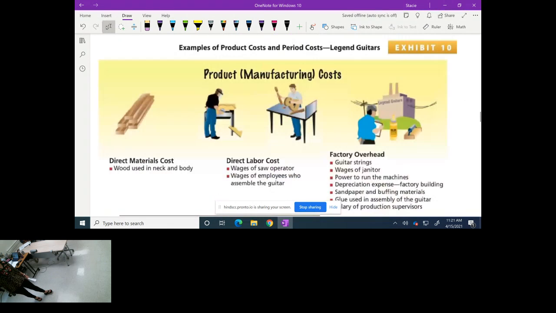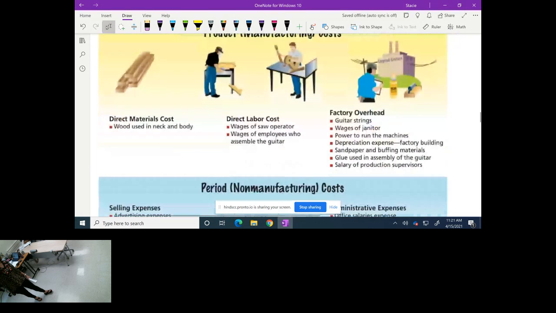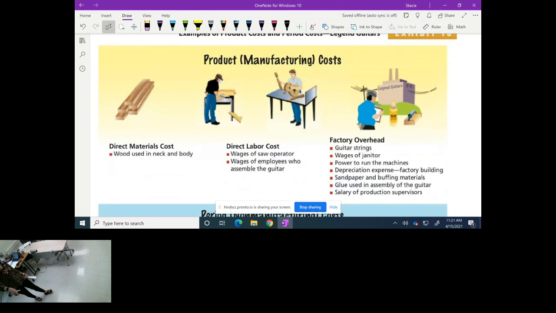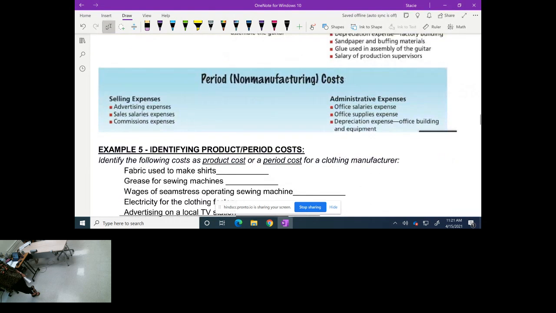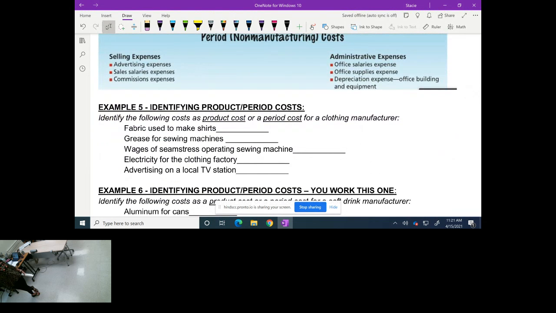All right, because I like pictures, these are exhibits out of the book. It gives you each category and what would fall under those, just to help you if you're not sure about something. Selling expenses, they gave you advertising, sales salaries, commissions. Administrative is office salaries, office supplies expense, and then depreciation on the office building. Depreciation on the factory would be factory overhead, so it'd be part of product costs.